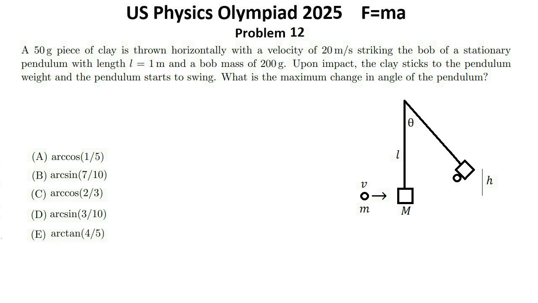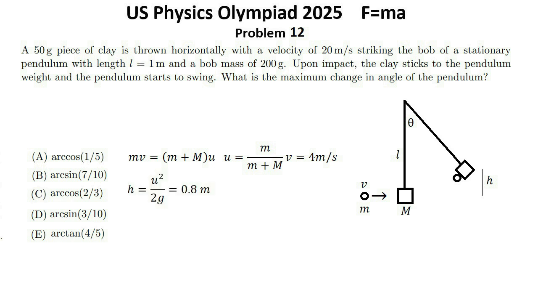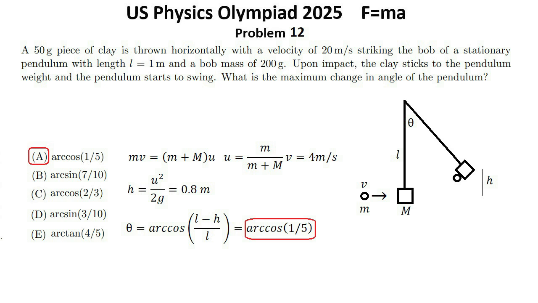Solution for problem number 12. Use the equation for inelastic collision, small m v equals small m plus big M times u, to get the velocity of the bob, which is 4 meters per second. Then use energy conservation, h equals u squared over 2g, to get the height of 0.8 m. From there it is just trigonometry to get the angle theta equal arc cosine 1/5. This is answer A, and that was the solution for problem 12.